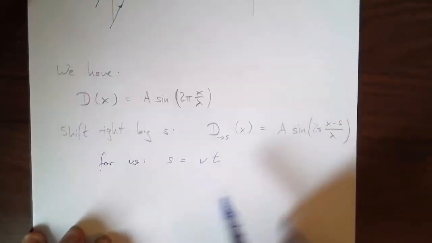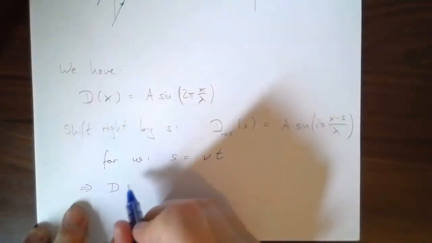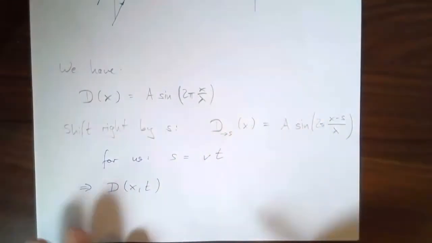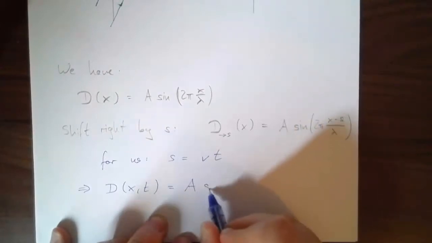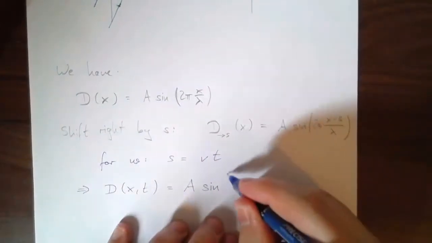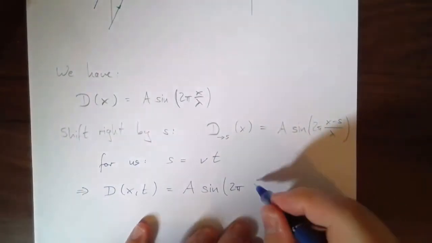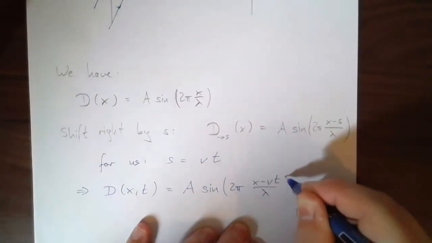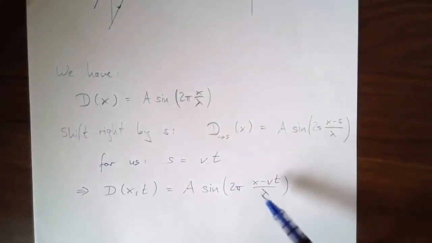So let's plug that in. So what am I going to get? I'm going to get the d, and now I can write it essentially as x, t, right? It's a function of position and time. It's going to be a sine of 2 pi, and then I've got x minus vt over lambda. Now, you could leave it like that. We're going to do a little bit of simplification here.